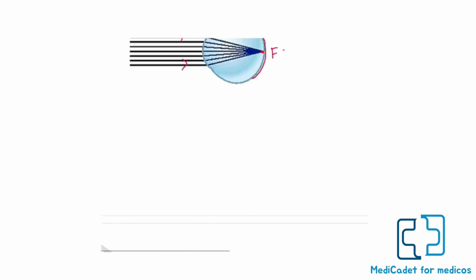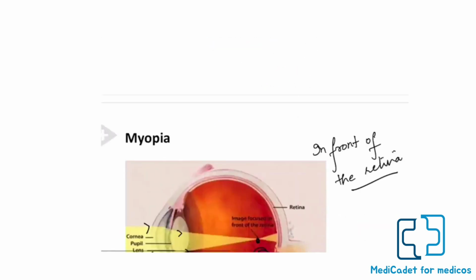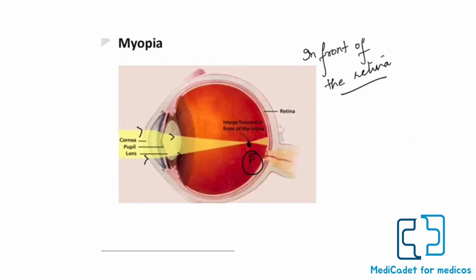See, in an emmetropic eye, that is an eye which does not have a refractive error, we call this an emmetropic eye, the parallel rays or the distant rays are meeting on the retina. In a myopic eye, they are meeting in front of the retina.